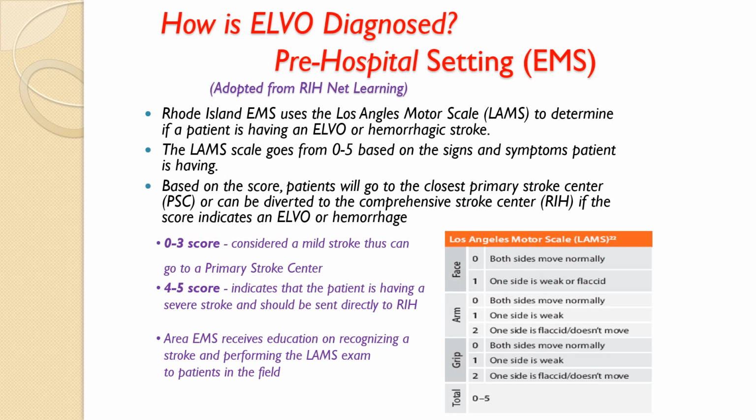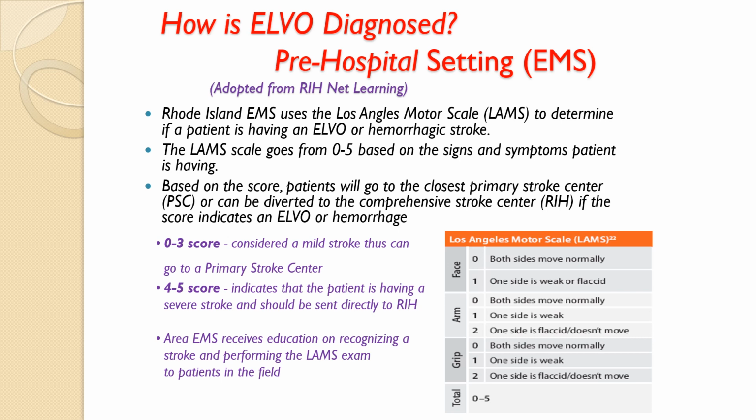So how is an ELVO diagnosed? In the pre-hospital setting, so EMS, the people that are picking these patients up at the scene, do also get continual education. So they've been taught that if they're suspecting an ELVO, they need to get that patient to a hospital that can not only give TPA, but that can also do a thrombectomy. So Rhode Island EMS uses the Los Angeles Motor Scale, the LAMS, to determine if the patient is having an ELVO or hemorrhagic stroke.